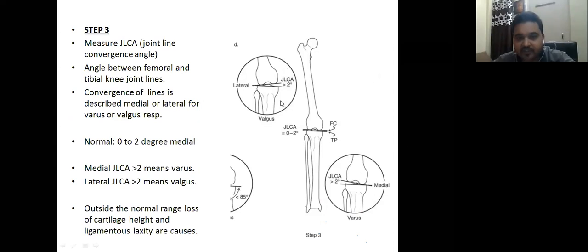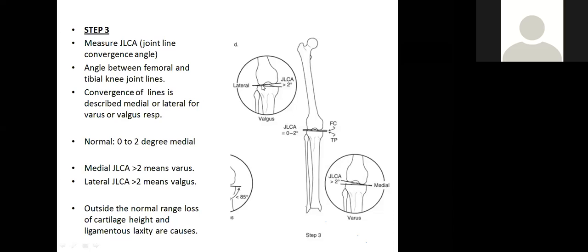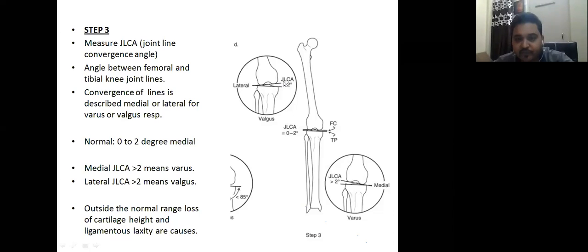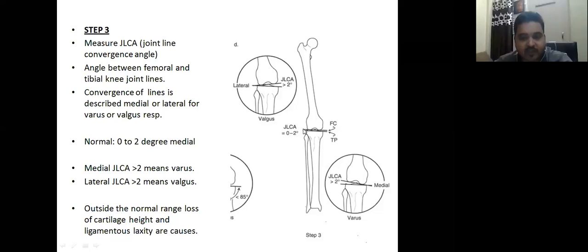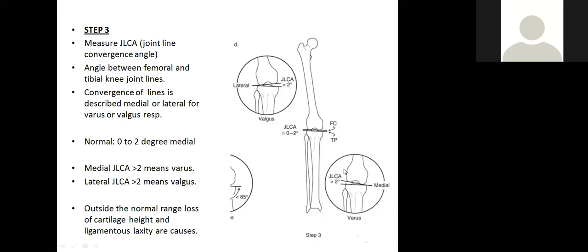As I said in the last lecture, in the knee joint we have two joint reference lines, at the level of the distal femur and at the level of the proximal tibia. For practical purposes both lines are taken as parallel to each other, but actually they are not parallel, and they form an angle of 0 to 2 degrees, which coincides at the medial side. So normally it is 0 to 2 degrees.